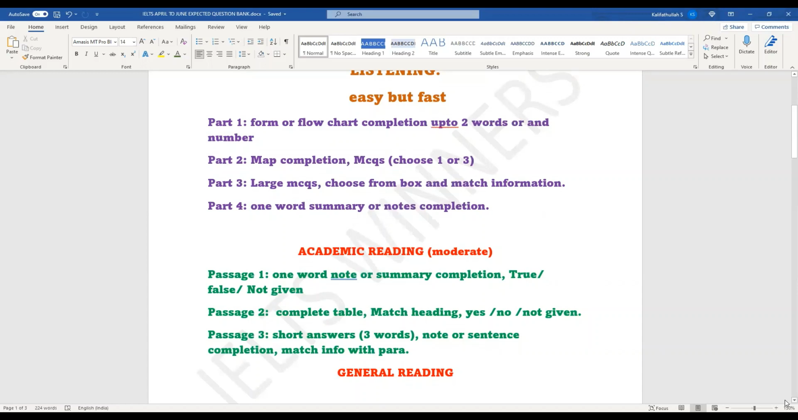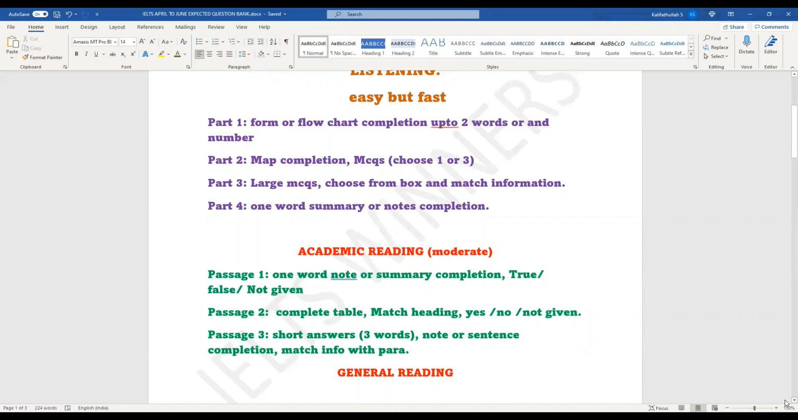Do I have to do this one first, match heading first, or MCQ first, or true false not given? So be clear with the strategy and follow that strategy in your practice time so that you can apply the same one in your exam and get the best result. Don't do practice with one strategy and do some other strategy in your exams. You will lose your concentration and your focus. So follow the same thing that you follow in your practice so that you know how to tackle these types of questions.